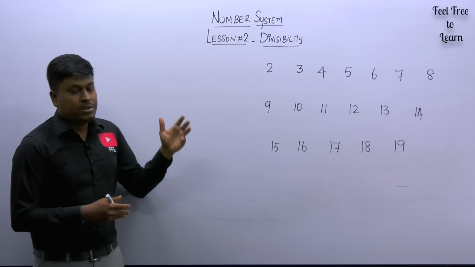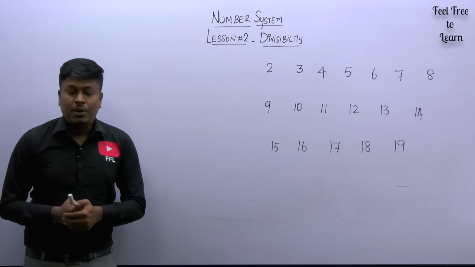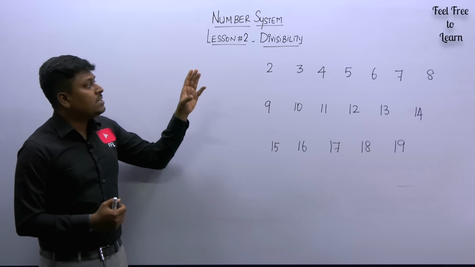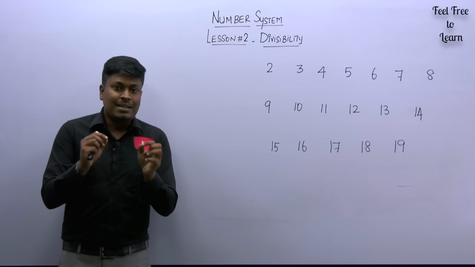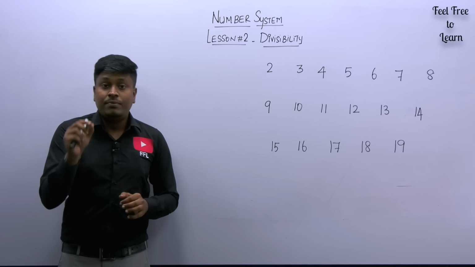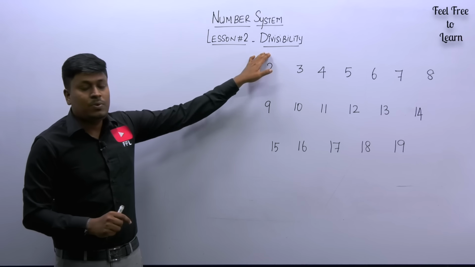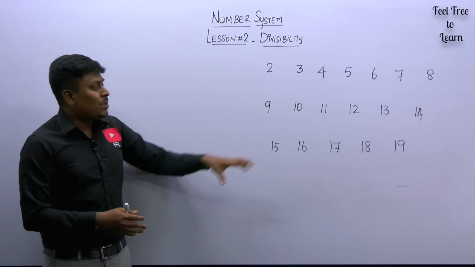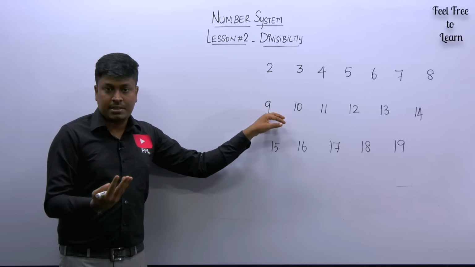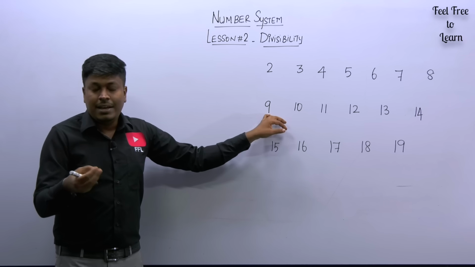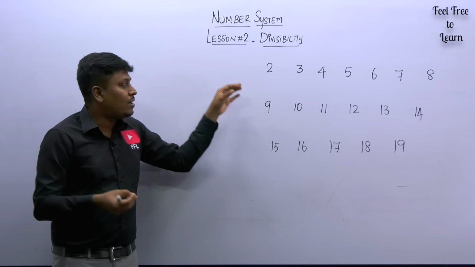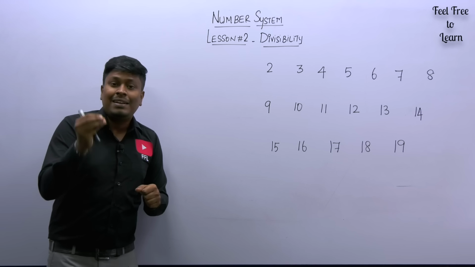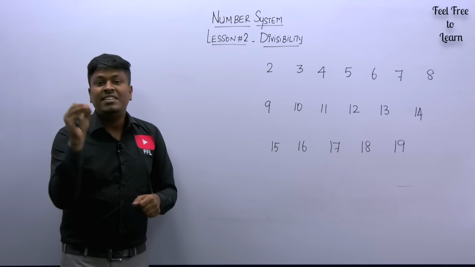In this lesson number 2 on the topic number system, we are going to learn one of the most important concepts, that is the divisibility rule. Friends, this divisibility rule is not only important for number system, it is important for the complete quantitative aptitude, because it is a rule that is common for all numbers. It makes calculations easy. If some students take 1 minute to divide some numbers, if you know this divisibility rule, you can crack the same number within 2 or 3 seconds.